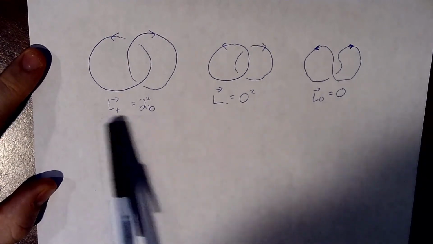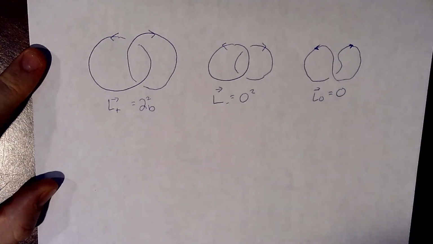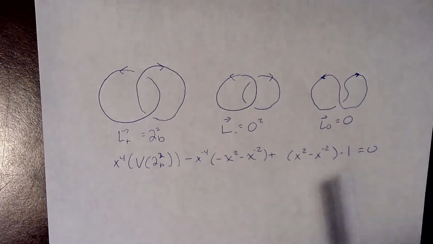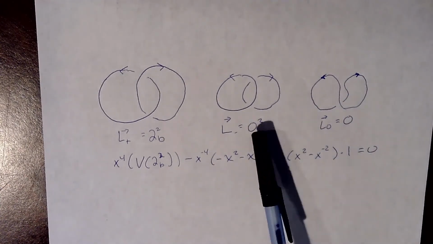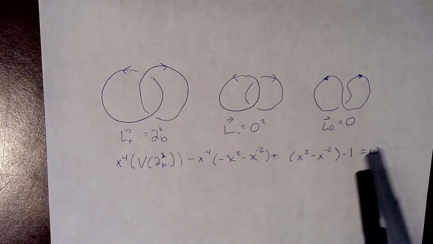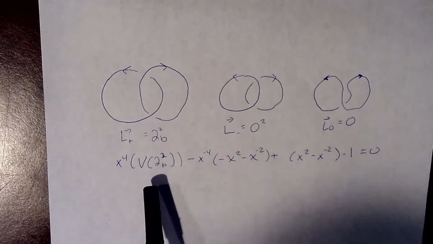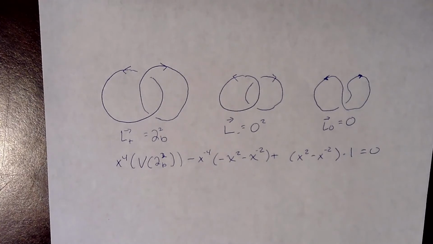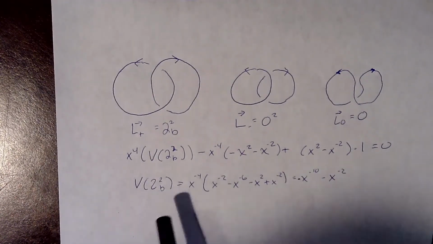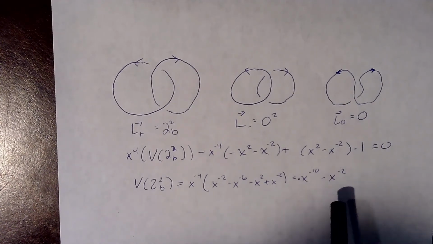Notice then that this is the link we want to solve for, this is just the unlink, and this is just the unknot. First, we can fill in the known values of the Jones polynomial for the unlink, which we determined in example 1, and for the unknot, which we know by definition. We can then solve for the value of the Jones polynomial for our new link. Solving for the value of the Jones polynomial of 2 squared b, we end up with negative x to the negative 10th minus x to the negative 2.